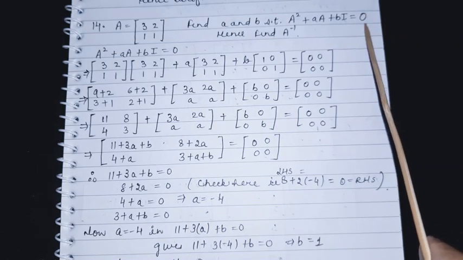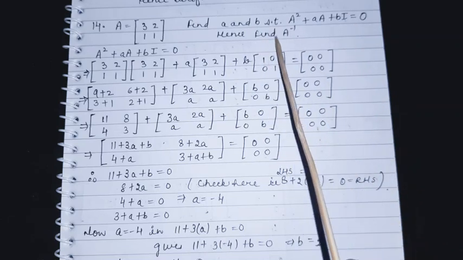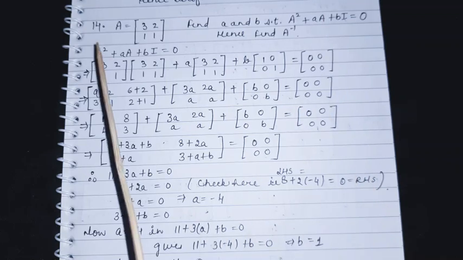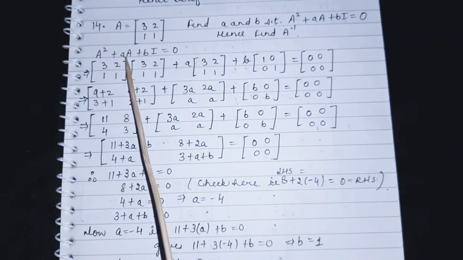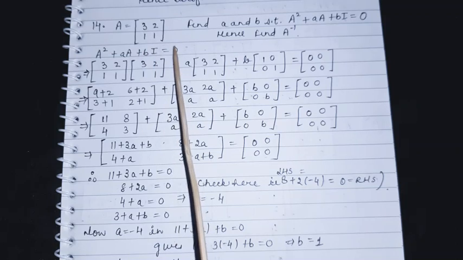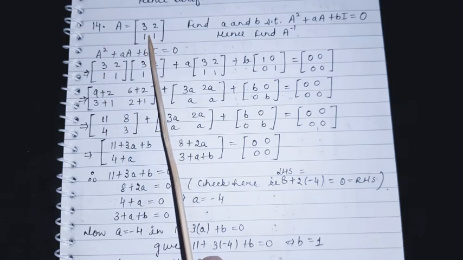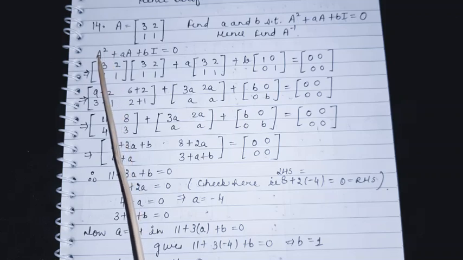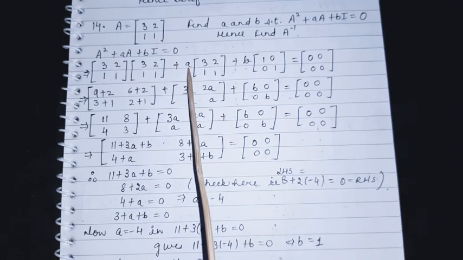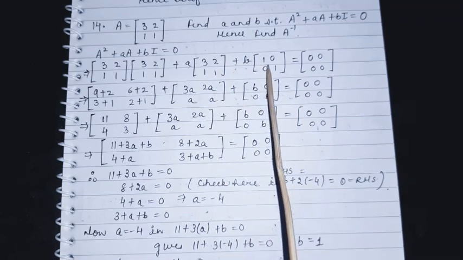See, this is not 0, this is actually O, which means a 0 matrix. Hence find A inverse. So we'll start our question with this equation. The equation is A square plus a times of our matrix A plus b times of the identity matrix equals a 0 matrix. A is already with us, so substitute the value. A square means multiplying matrix A with A itself, plus a times of A, plus b times of identity.